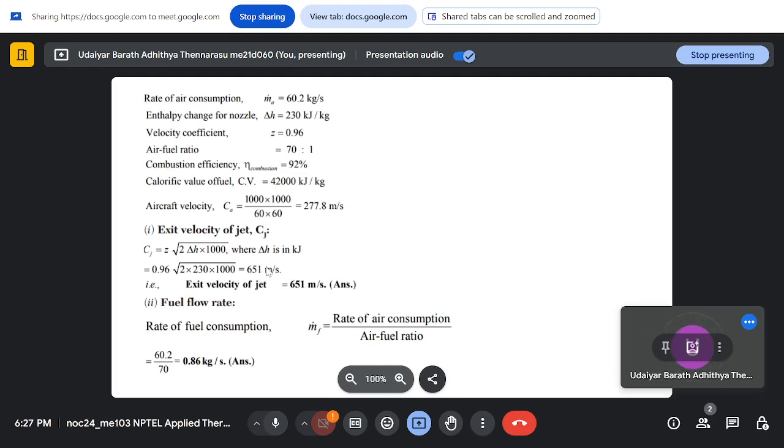Next, I need to find out the fuel flow rate. The rate of fuel consumption is the rate of air consumption divided by the air fuel ratio. I know the rate of air consumption, which is given as 60.2. So 60.2 divided by 70 will give 0.86 kg per second. So that is the rate of fuel which is being consumed.